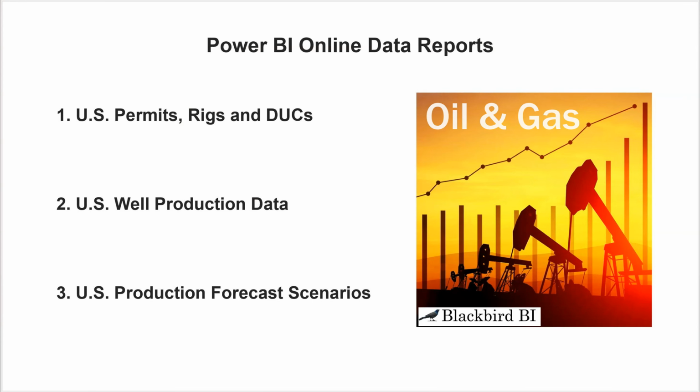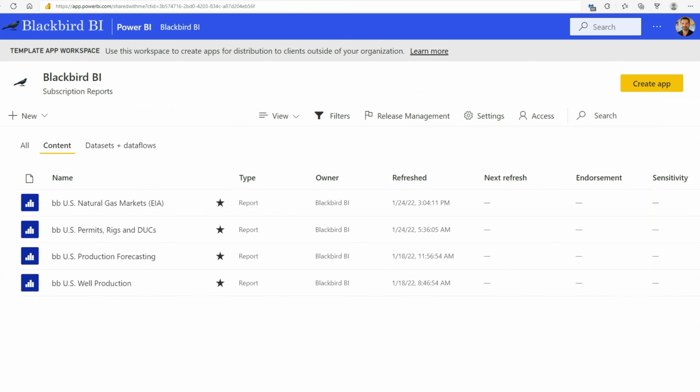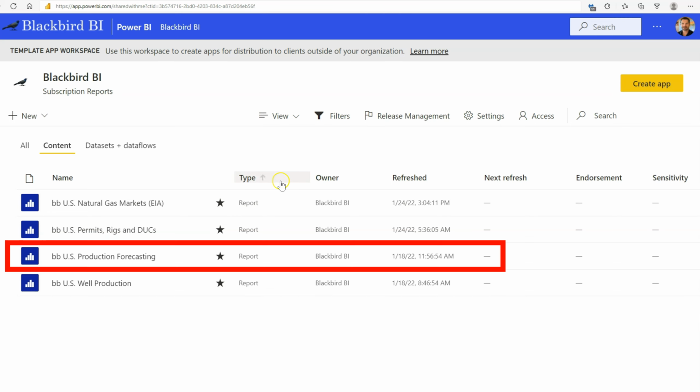This video shows a typical use case for analyzing oil and gas decline rates and comparing basin-level production forecasts. Users get to this data platform through a link on the login page of blackbirdbi.com. Now we'll click on this Power BI online data report called U.S.